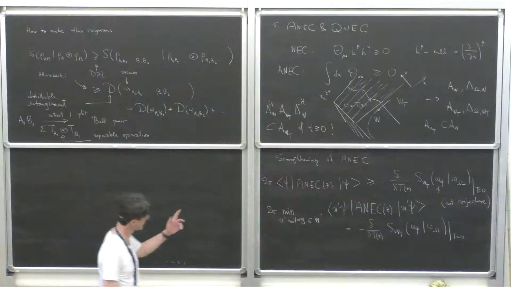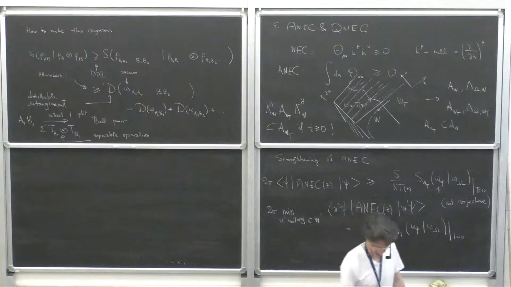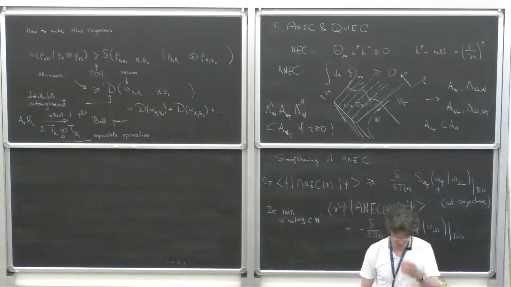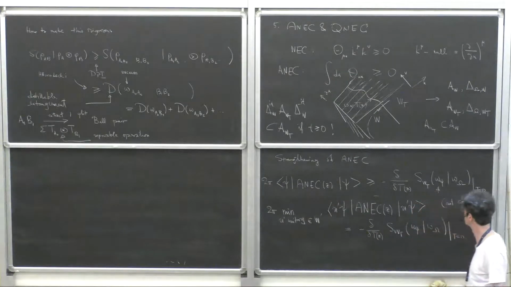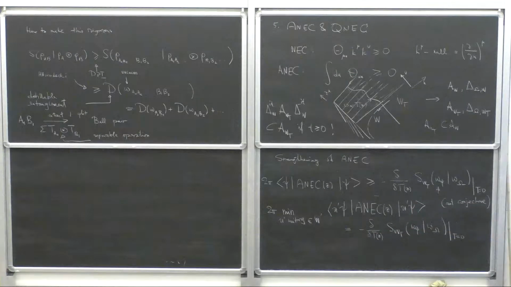Which is related to the QNEC, but it's not equivalent to the QNEC. Stefan? Yes. A question. So you said strengthening, so the right-hand side is always positive because of DPI, is it? Yes, that's right.